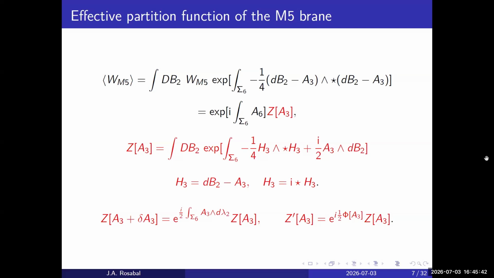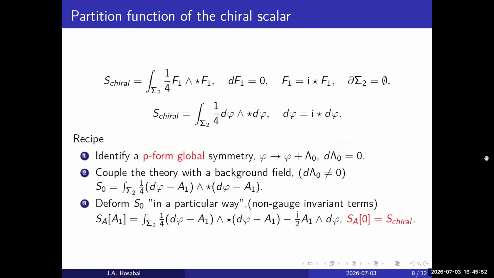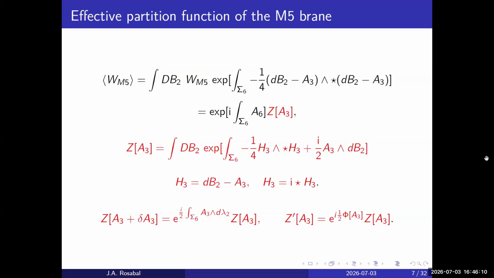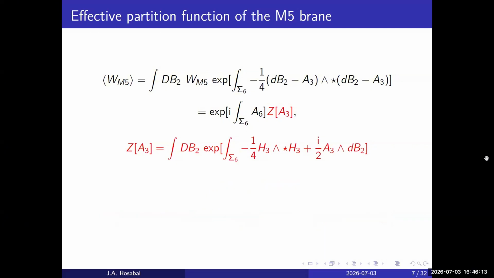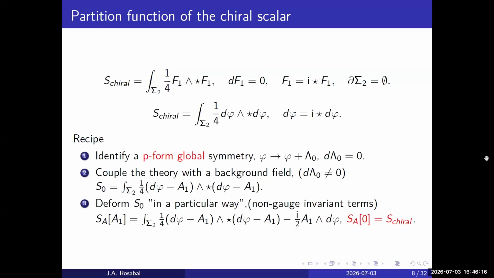How to compute this, I will tell you in the next few minutes, but before that, I want to explain one more partition function, which is the one that we will use throughout this talk. And this is the partition function of the chiral scalar. This is a theory in 2D, the one that I presented before. This one is a theory in 6D. This is a theory in 2D.